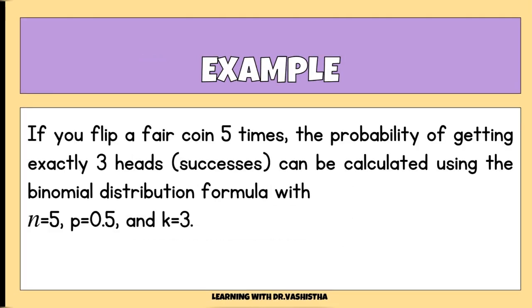Now an example is taken here to explain. If you flip a fair coin 5 times, the probability of getting exactly 3 heads, that is the success which we want, can be calculated using this binomial distribution. How? Because here, small n would become 5 because the coin is flipped 5 times. P, the success rate, is half, or 0.5, and k, the number of heads we need, is equal to 3. So we'll simply put it into the formula to find out the value.